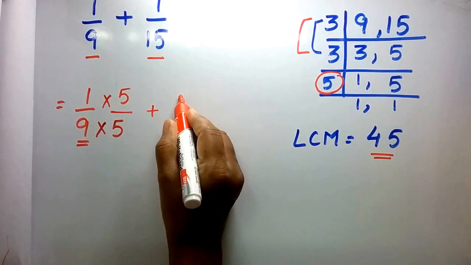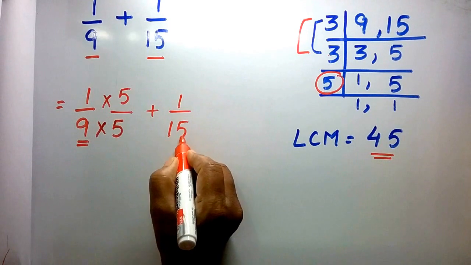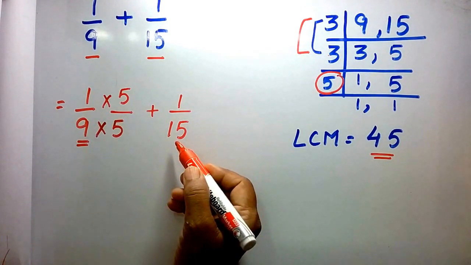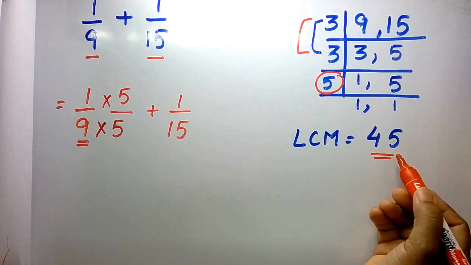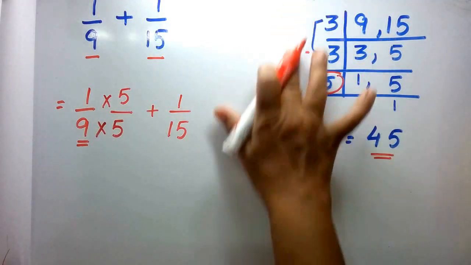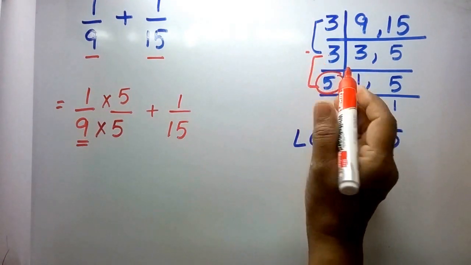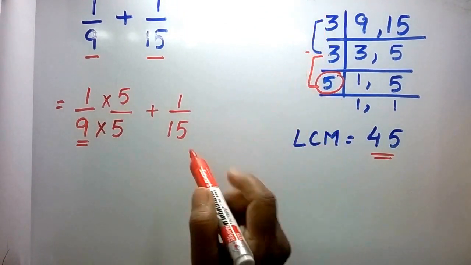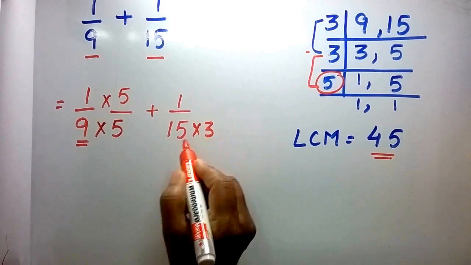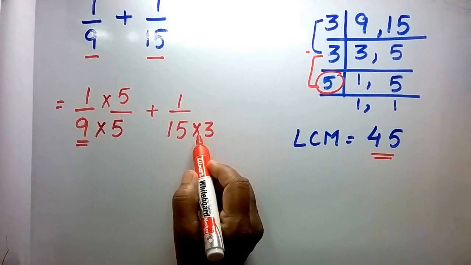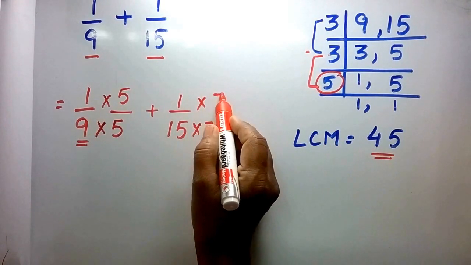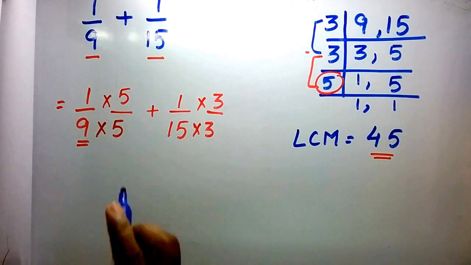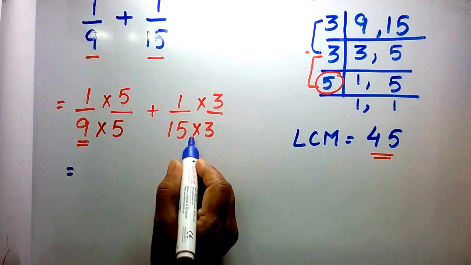Check next. 1 upon 15. Still, a few of them don't know the table and get confused about which number to multiply so that I get 45. From here you check. You have 5 3s are 15. Okay, it's matching. So what is left? 3 is left. Multiply by 3. That is 15 3s are 45. Multiply the numerator with the same number. You'll get 45 in both denominators.